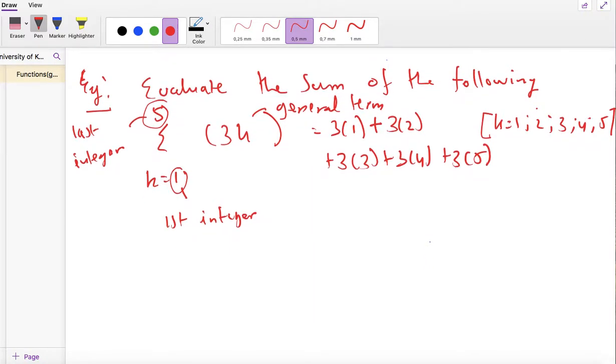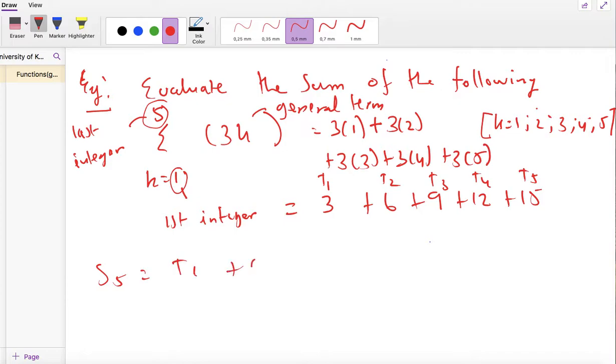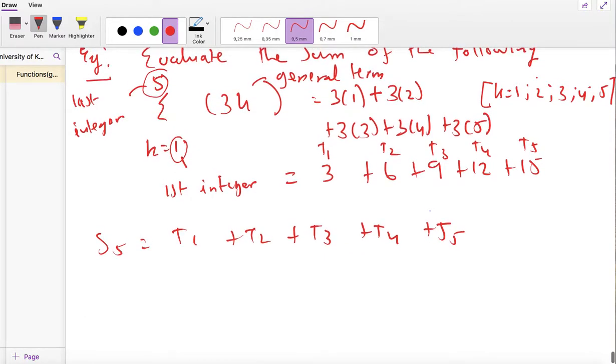So if we do a bit of simplification, we see that this yields 3 times 1 is 3, plus 3 times 2 is 6, plus 3 times 3 is 9, plus 3 times 4 is 12, plus 3 times 5 is 15. Now we can really think of this as term 1, term 2, term 3, term 4, term 5, right? Which is very similar to S5, which was given as term 1 plus term 2, plus term 3, plus term 4, plus term 5, okay? So you see that the S notation and the sigma notation are very similar and they work hand in hand.